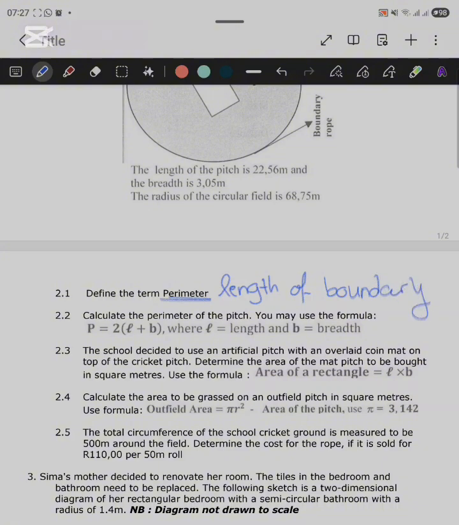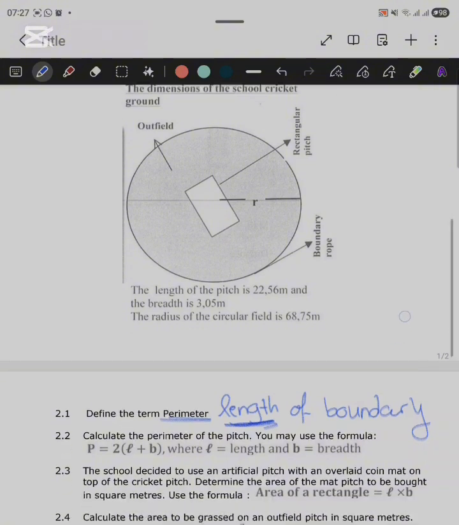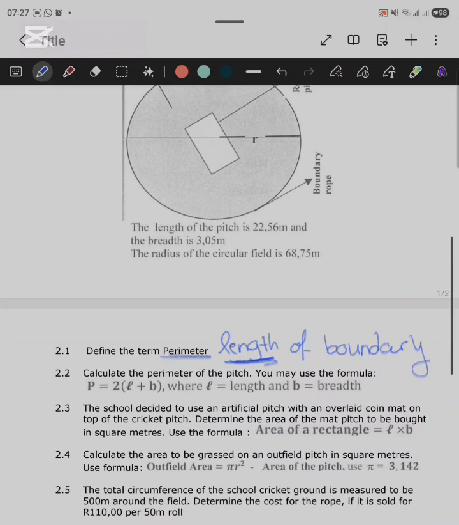Okay, length of boundary. The important thing when we're defining perimeter is we're wanting to be talking about length, because that is related to the definition of perimeter. If they had said define the term perimeter in context, then you must say total length of the boundary of the cricket grounds. Then you must reference cricket grounds if they said in context. But this time they didn't, so you don't need to do that.